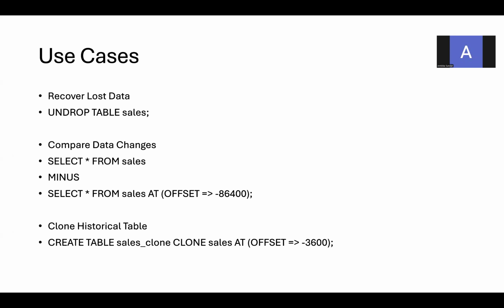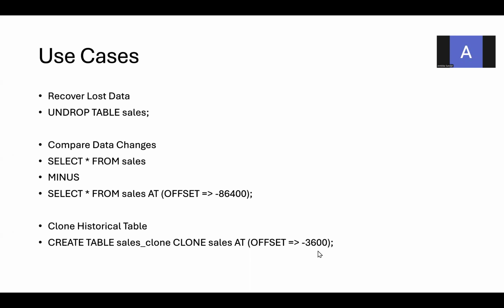So what the data got changed, updated or deleted now, before 1 hour in the historical record, you will be having the original data. That is where you are going to compare the data changes. Select star from sales minus select star from sales at the offset of this number of seconds. So it is going to give you the changed data. Clone historical table. Please try to clone your historical table so that you will be able to maintain the old records. Create table, new table called sales underscore clone, which you are going to clone from the sales table at this offset before 3600 seconds ago.